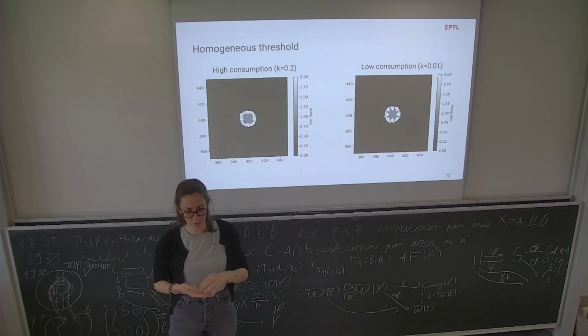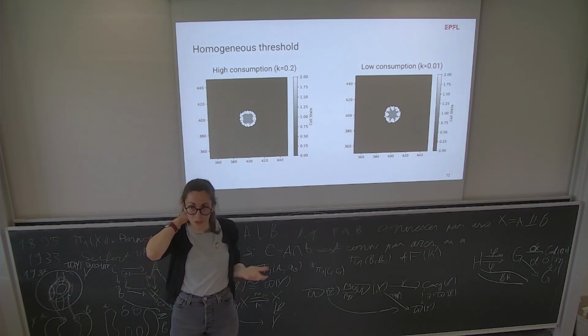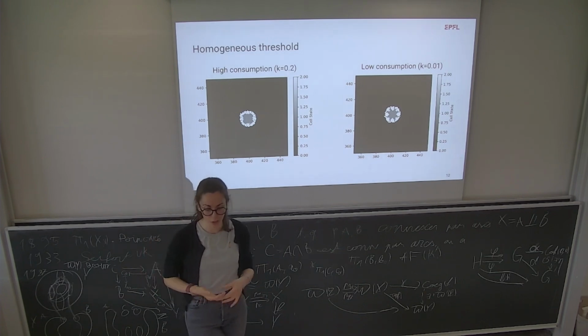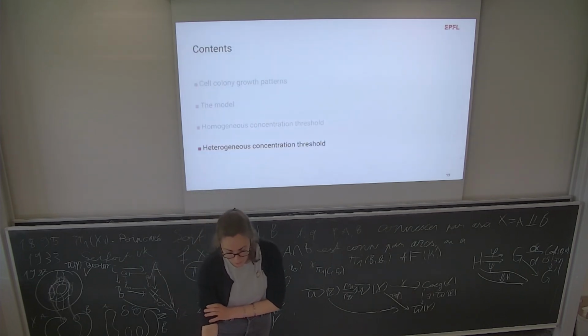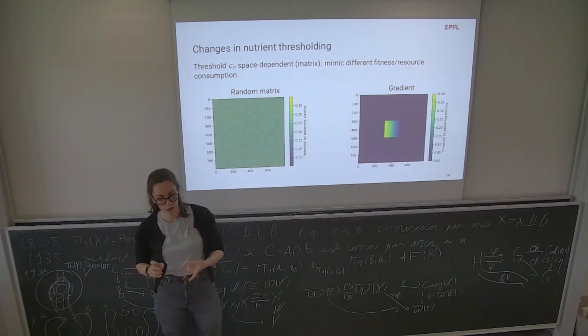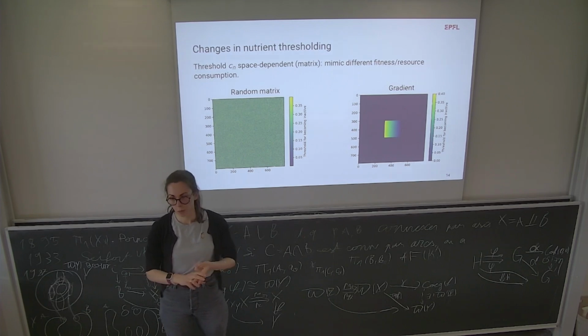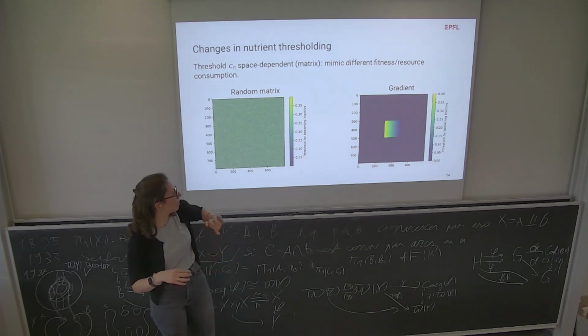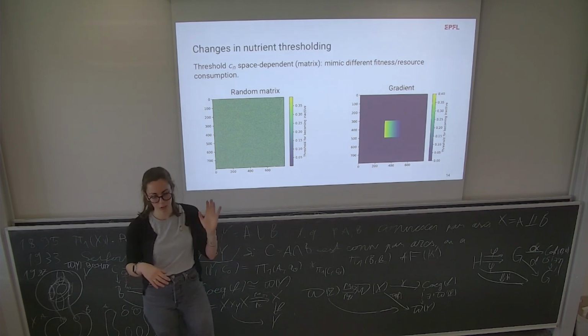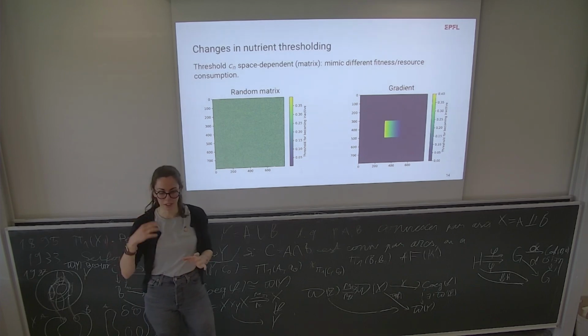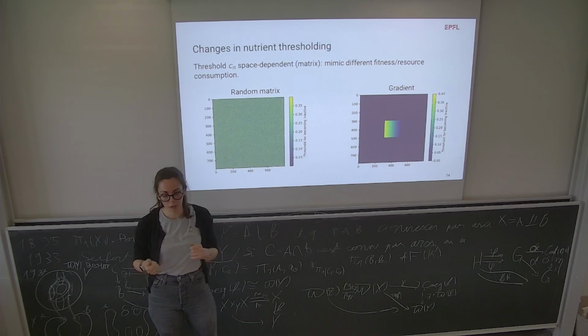And I was wondering, would anything change, and if so, what, if we change the threshold for the nutrient consumption? There are two ways that I tried to change this threshold. The first one is I simply set a random matrix that tells me what the threshold is. The second one is to add a gradient, so I'm basically having a spatial gradient that tells me what the threshold is. The biophysical interpretation would be that different cells could have different fitnesses or different resource consumption, and that could be captured by changing the threshold in this way.